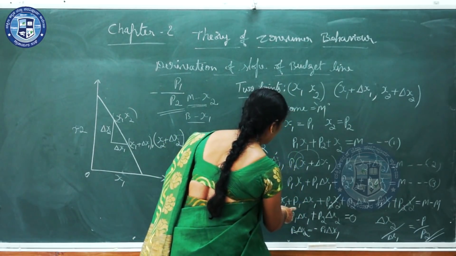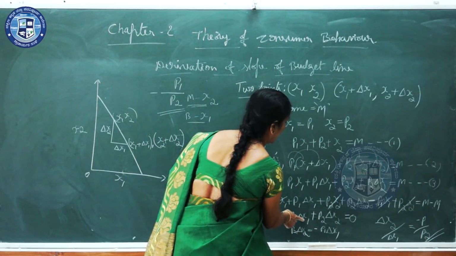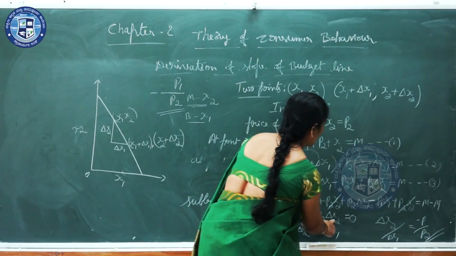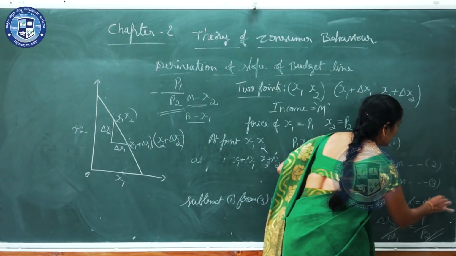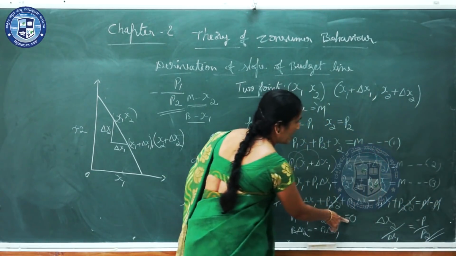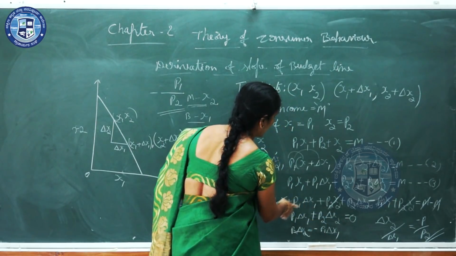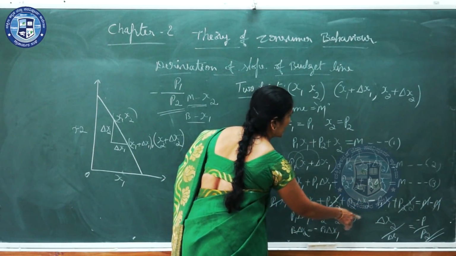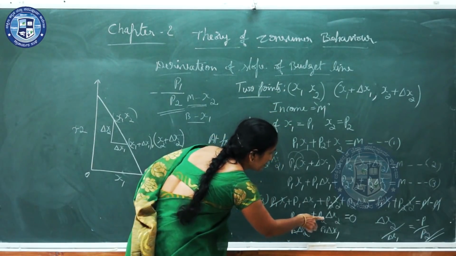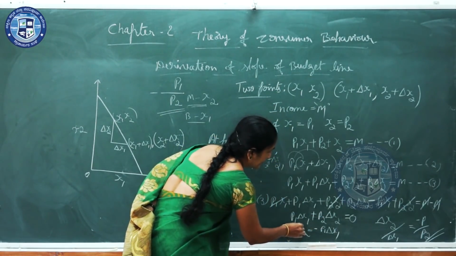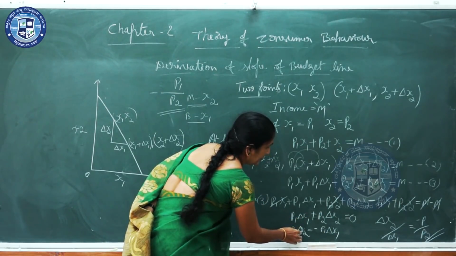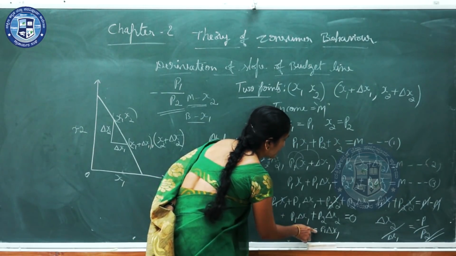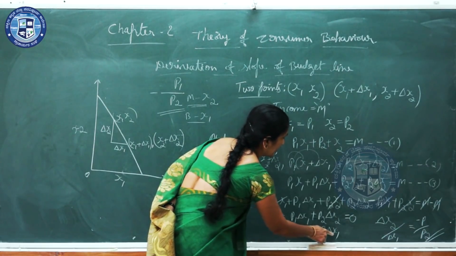Then the remaining terms are P1 delta x1 plus P2 delta x2. If we cancel the income on both sides, we get 0. So P1 delta x1 plus P2 delta x2 is equal to 0. Then we can write P2 delta x2 on this side, and when the plus sign comes to this side, it becomes minus. So minus P1 delta x1.